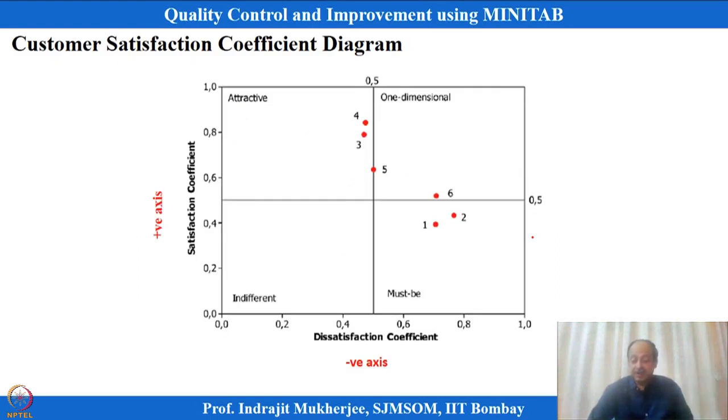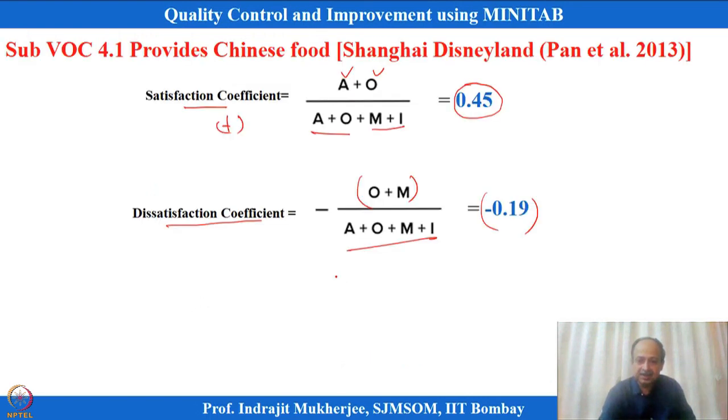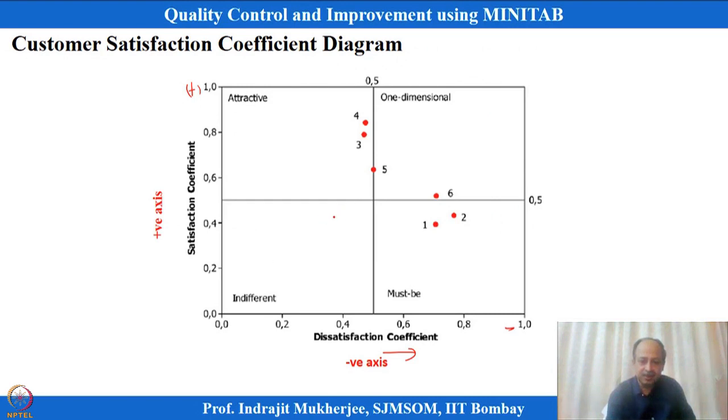Then we can plot it into a two-dimensional matrix. For a specific sub dimension, we will have a dissatisfaction coefficient, which is negative one we can think of, and a satisfaction coefficient, which is positive one, on these dimensions. So, this is the quadrant, and if it is indifferent, your measurement should fall within it. The measurements we have taken here are maybe minus 0.19 and plus 0.45. So, 0.19 is somewhere over here, and 0.45 is somewhere over here, so the dimension will fall here. That is falling in the indifferent category.